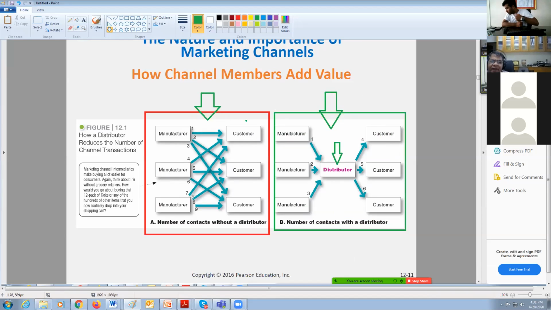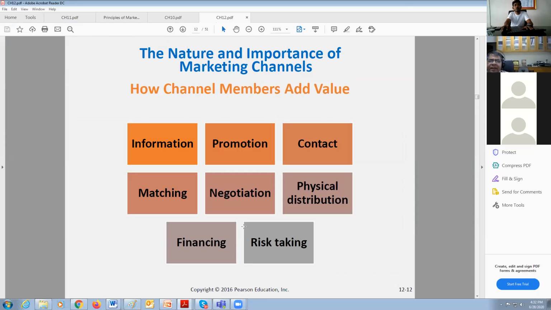Now, this manufacturer is going directly. If you look at this particular diagram, it is very much congested. Am I correct? But here, very straightforward. Like a supermarket, exactly this model is a supermarket model. Now, channel members add value: information, promotion, contact, matching, negotiation, physical distribution, financing, risk taking.